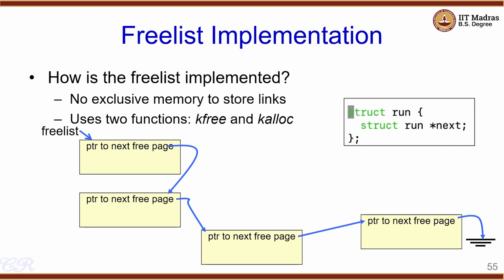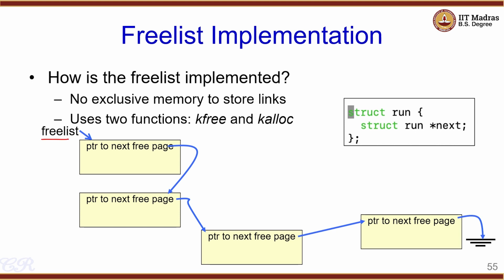If you compare this with the linked list examples that you have typically done, what is missing here is the data that is present along with the linked list. In this particular case, because we are only interested in the memory, we don't have corresponding data. What is only present over here is a pointer to the next free page, right? So this is how the linked list would look like.